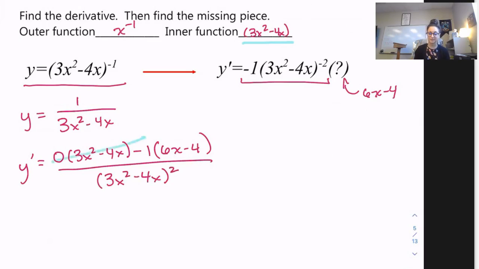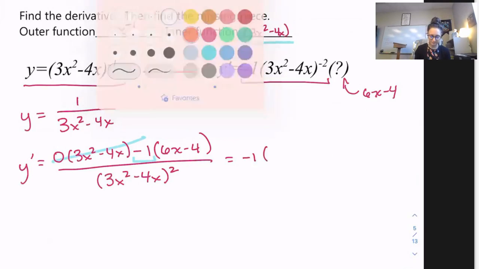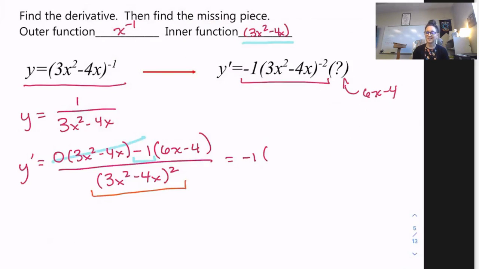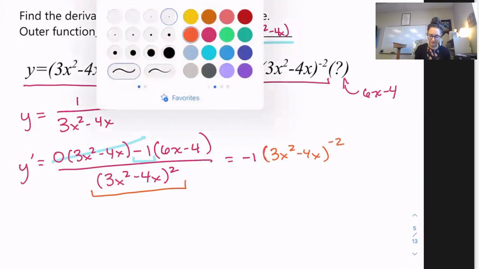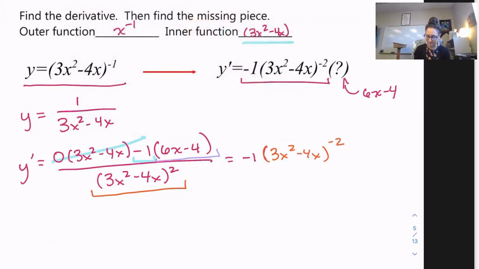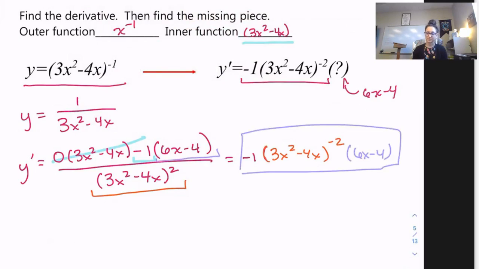Okay, so what happens here? Well, 0 times anything is 0. That goes away. I am going to take this negative 1 and bring that to the front so that it matches what my prediction is. Then this piece, if I have a power of 2 in the denominator, I can bring that to the numerator and just change the power to a negative 2. And then I still have this guy, right? 6x minus 4, which is exactly what we predicted, okay?